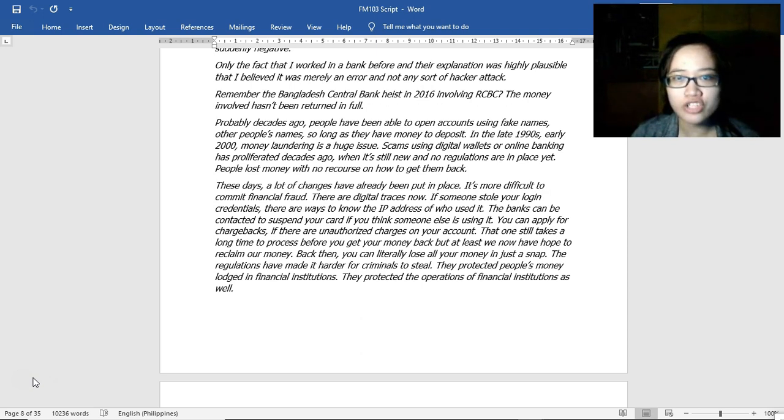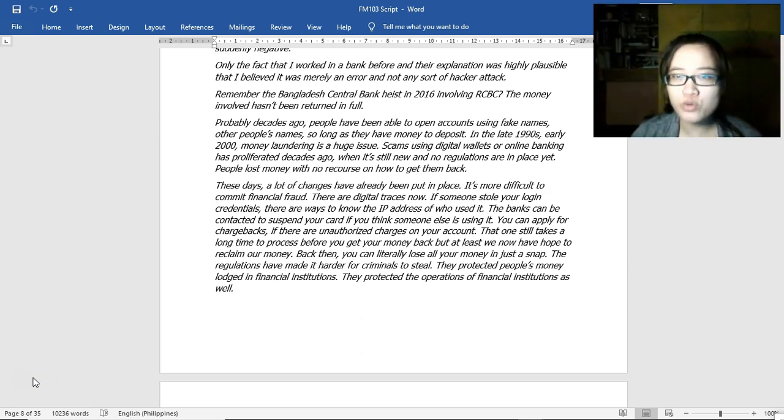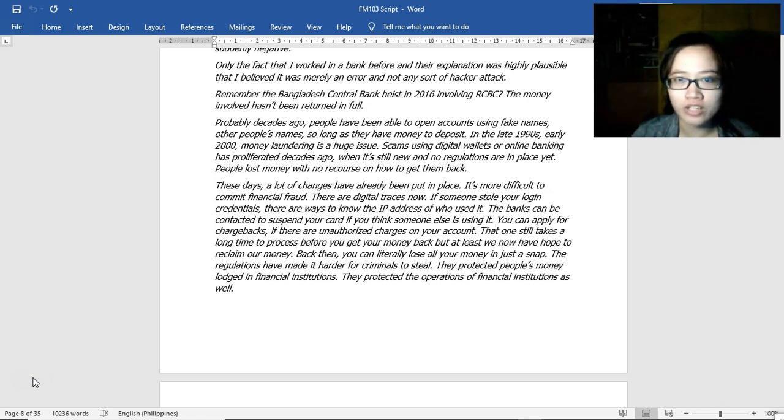So these days, a lot of changes have already been put in place. It's more difficult to commit financial fraud. Okay, so there are digital traces now. If someone stole your login credentials, there are ways to know the IP address of who used it. The banks can be contacted as well to suspend your card if you think someone else is using it. You can apply for chargebacks if there are unauthorized charges on your account, and that still takes a long time to process before you get your money back, but at least we now have hope to reclaim our money. Okay, back then you could literally lose all your money in just a snap.